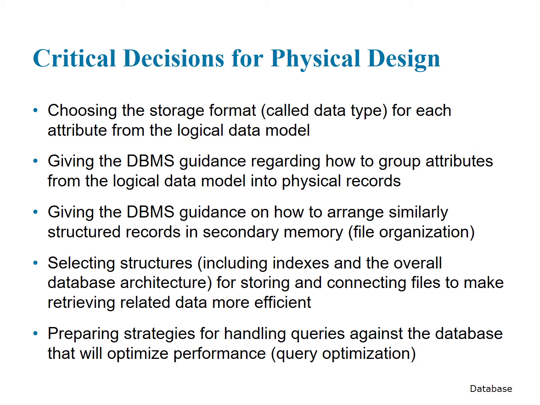Critical decisions for physical design. Choosing the storage format, called data type, for each attribute from the logical data model, giving the database management system guidance regarding how to group attributes from the logical data model into physical records, giving the database management system guidance on how to arrange similarly structured records in secondary memory, file organizations, selecting structures including indexes and the overall database architecture for storing and connecting files to make retrieving related data more efficient, preparing strategies for handling queries against the database that will optimize performance. Query optimization.